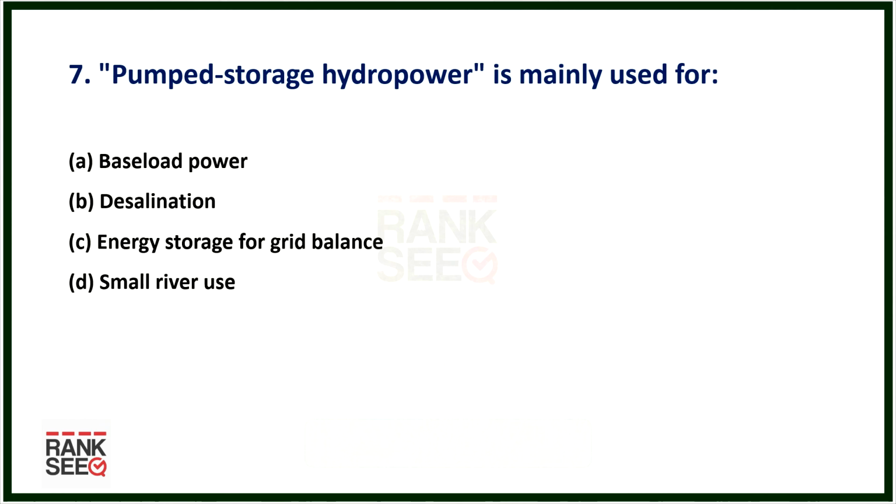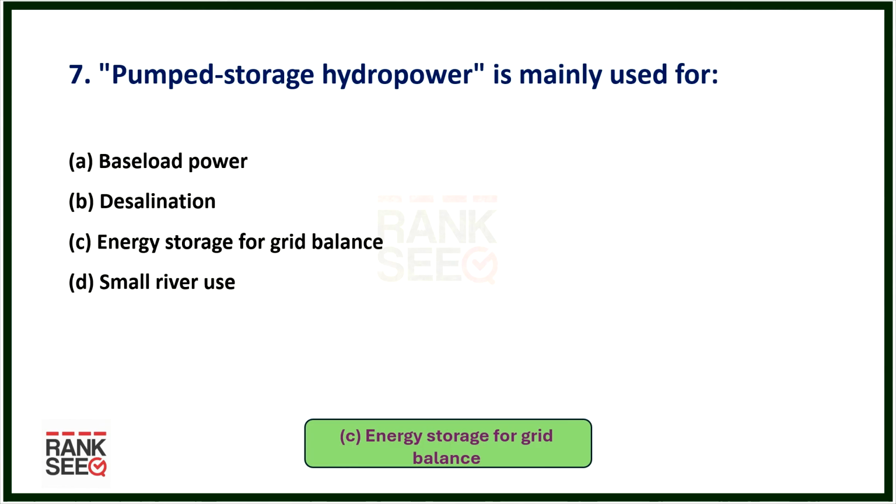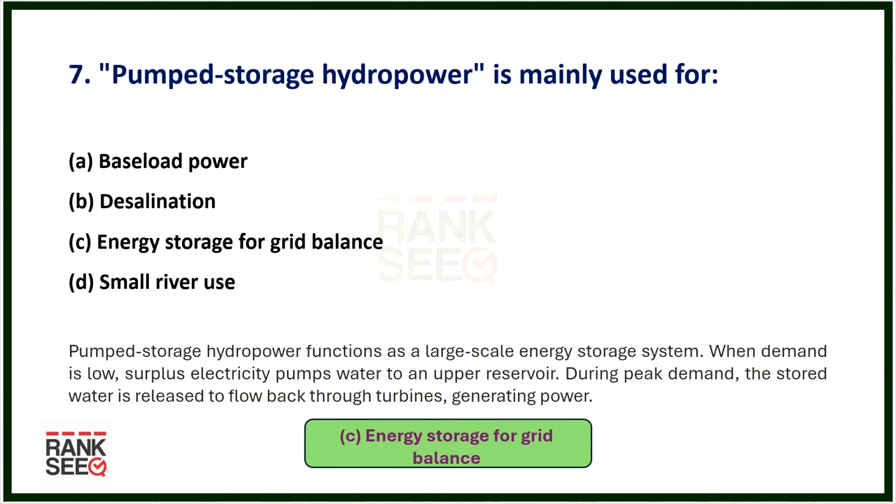Energy storage for grid balance. D. Small river use. Correct answer: C. Energy storage for grid balance. Explanation: Pumped storage hydropower functions as a large-scale energy storage system.